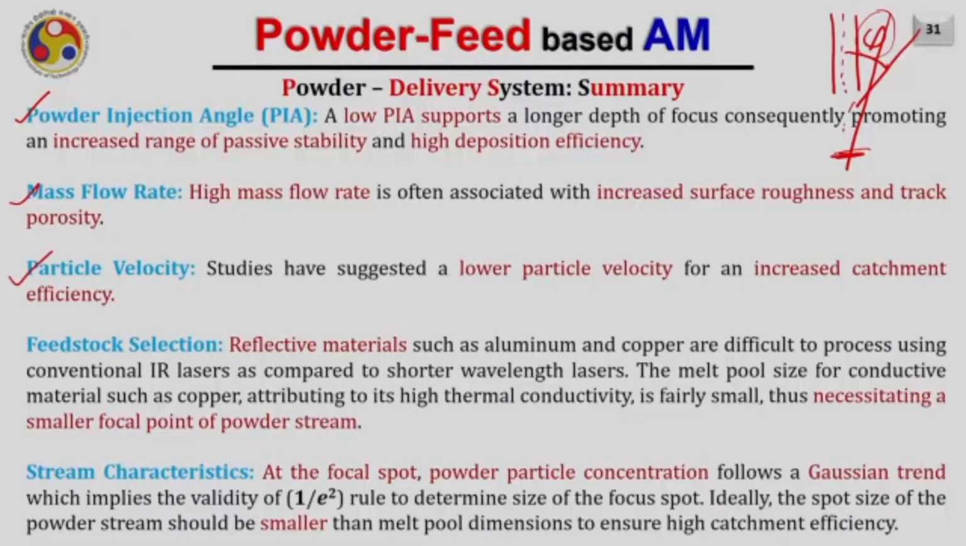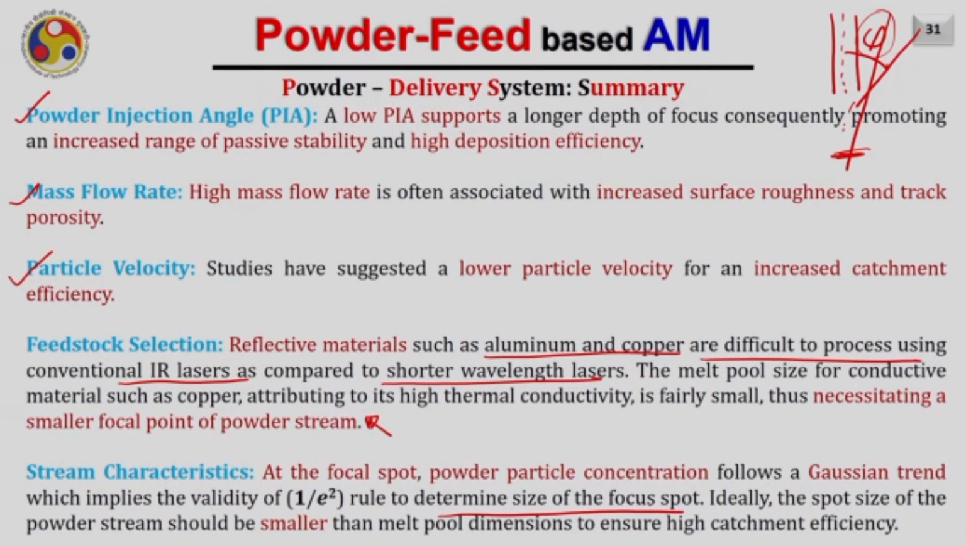Also we have discussed that a lower powder velocity increases the catchment efficiency. It has also been seen that reflective materials such as aluminium and copper are difficult to process using conventional IR lasers as compared to shorter wavelength lasers. The melt pool size for conductive materials such as copper is fairly small due to its high thermal conductivity, thus necessitating a smaller focal point of the powder stream. Also we have seen that the stream characteristics at the focal point follow a Gaussian trend, and it validates the 1 by e square rule of determining the size of the focal spot.